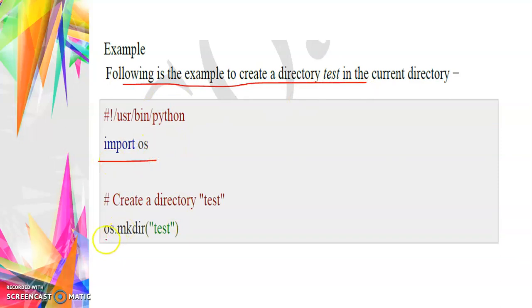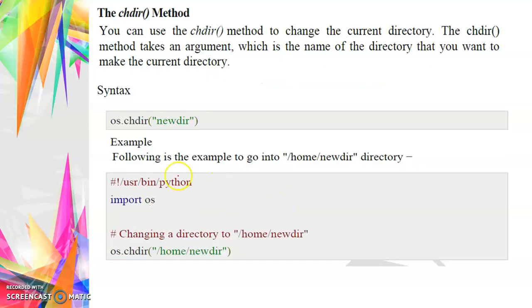Import os, os.mkdir test. Test is the folder name, that means the directory name. After the program completes, that particular location has the folder test, or the directory test.